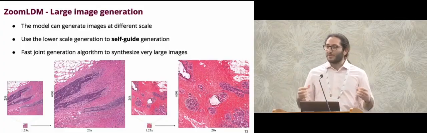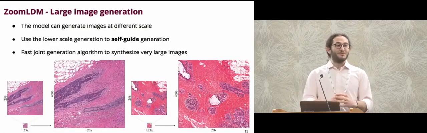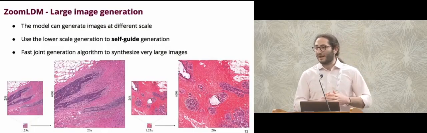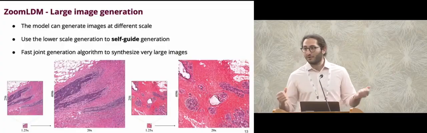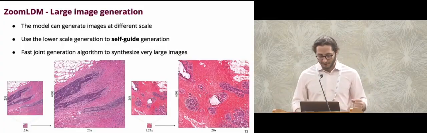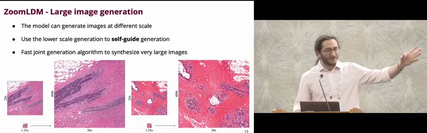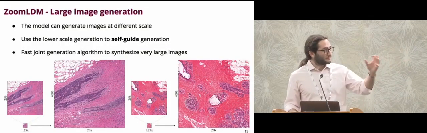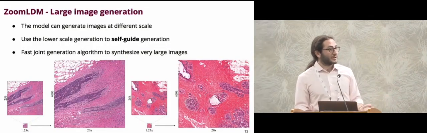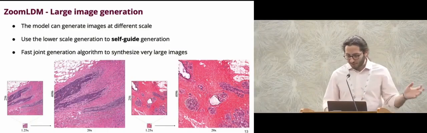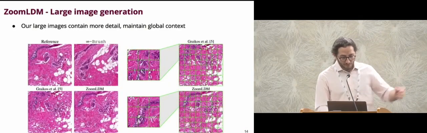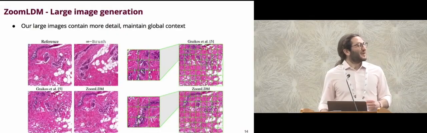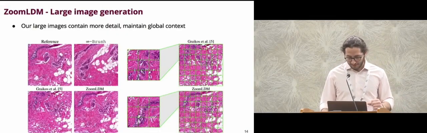So essentially, we generate images at zoomed out and zoomed in scales at the same time, so that the zoomed in images, which are generated independently, follow the global context of the zoomed out image. And this allowed us to make very large images that could follow global context and had semantics that closely followed the real pathology images. And you could see that, for example, here, we're able to have those global structures maintained.